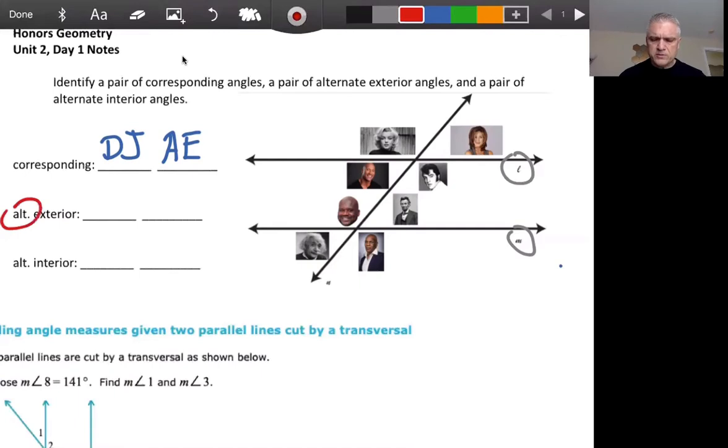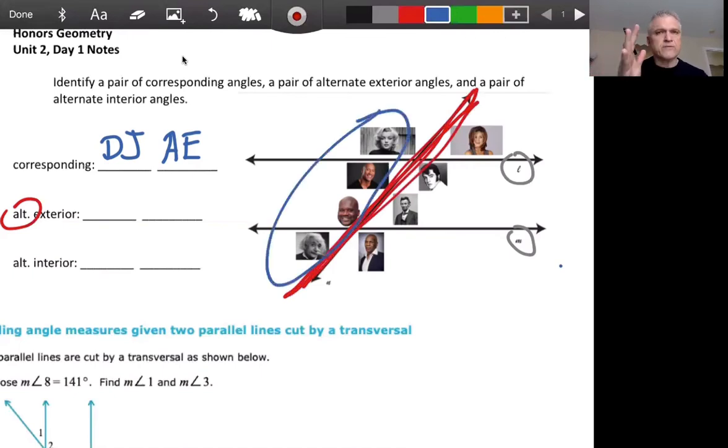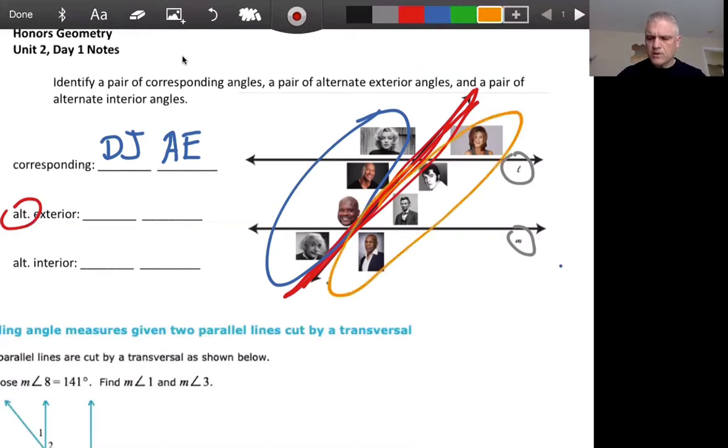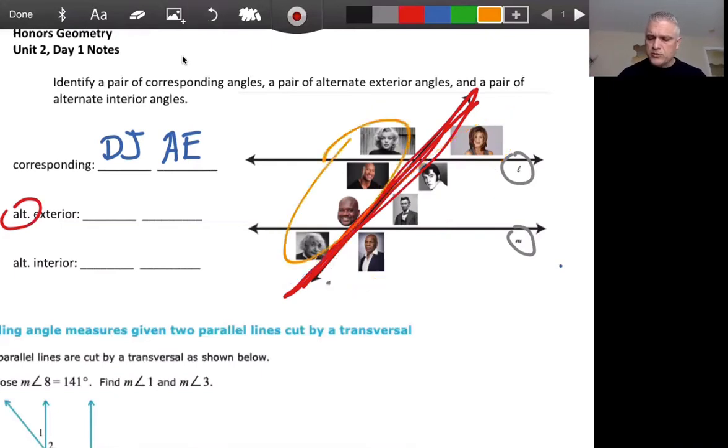All right. Now, alternate means you're going to alternate sides of the transversal. So here's the transversal. Some of these angles are either above or to the left, whatever you want to call it, and then others are going to be below or to the right in this case. So this group alternates with this group. So we need two angles that are exterior that alternate.